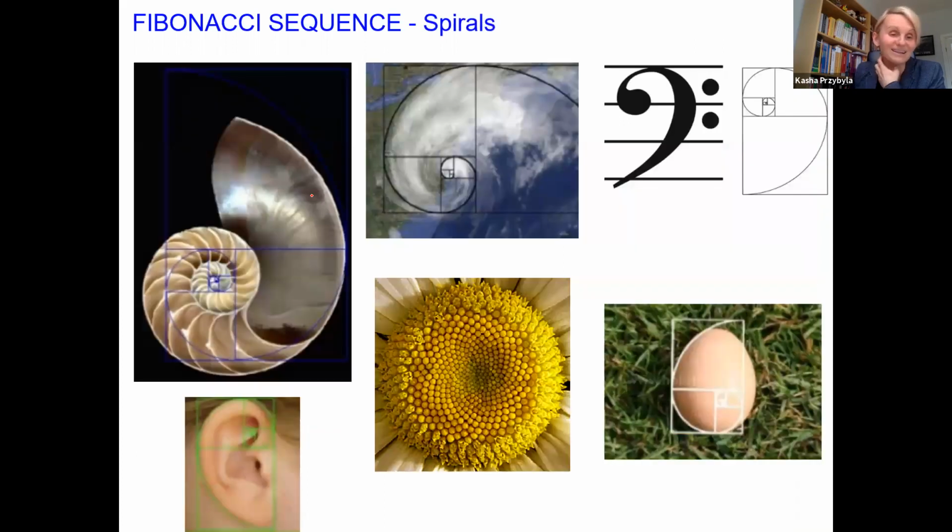Okay, and let's just look at this spiral. We have spirals everywhere. We can see the nice shell, even the ear, sunflower, some hurricane, tornado, even the egg. Everything. Oh, the music note is just, yeah. Because if something is drawn differently, then it's not pretty, and we will always try to fix it, and you will always get to the golden proportion.